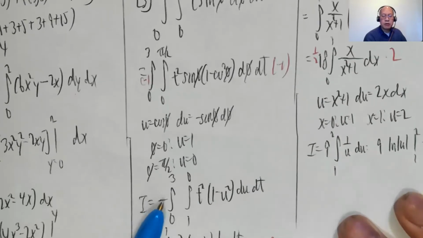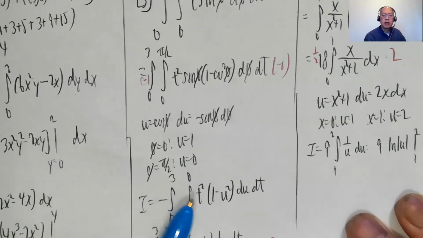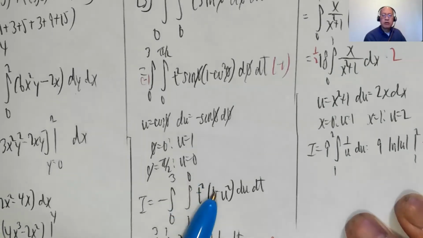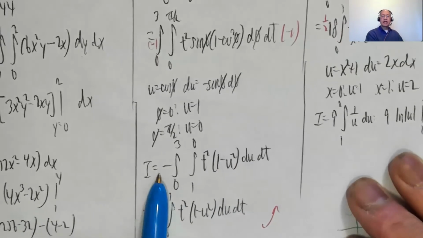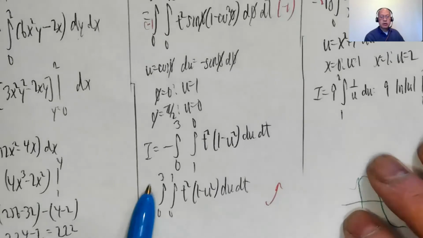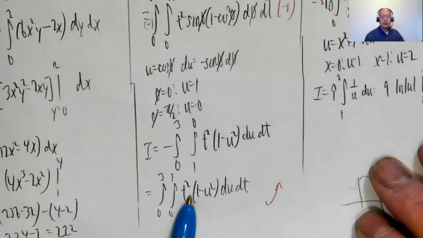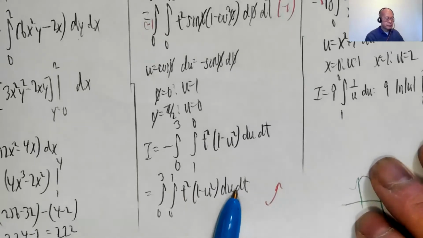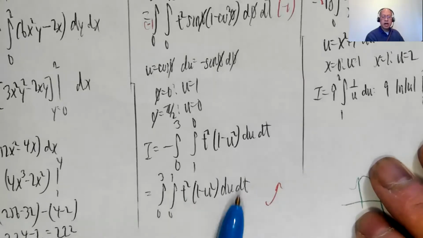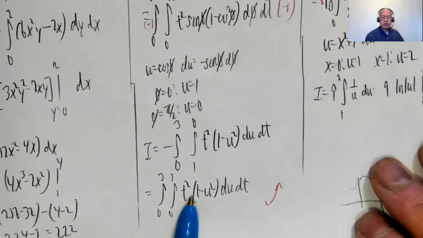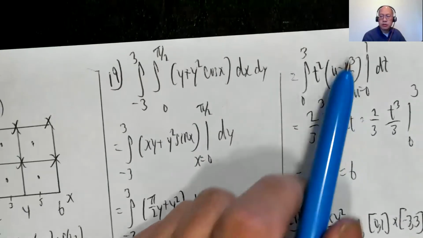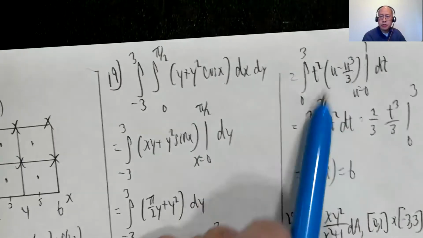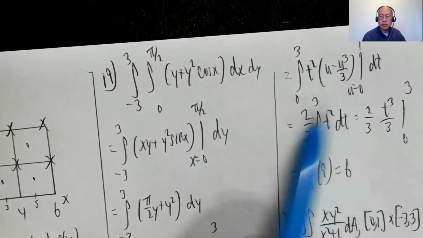So it's the opposite of the integral from 0 to 3 and the integral from 1 to 0 of t squared 1 minus u squared du dt, but just take that negative and flip this. So 0 to 3, 0 to 1, t squared 1 minus u squared du dt. T squared is constant as far as u is concerned. That's going to be u minus u cubed over 3. As u goes from 0 to 1, plug in 0, you get 0. Plug in 1, you have 1 minus 1/3, which is 2/3.